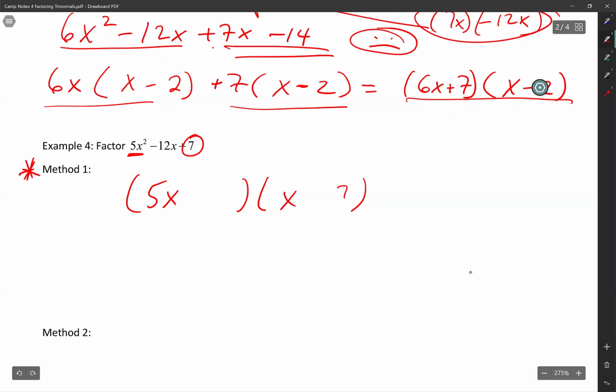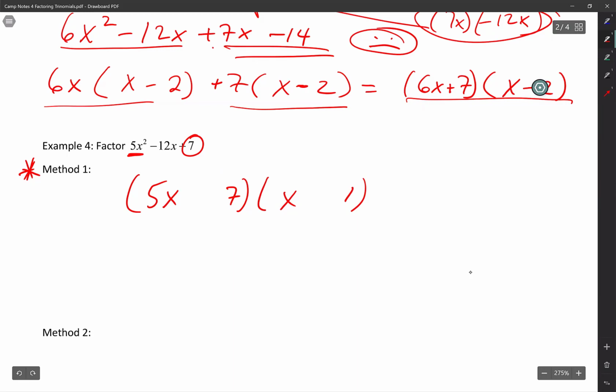I can't put the 7 here. Don't write that down because that's wrong. I can't put the 7 there because 5 times 7 is 35, and then 1 times x is 1. The difference between 35 and 1 is just 34. So it can't be that one. So it has to be 7 and 1.